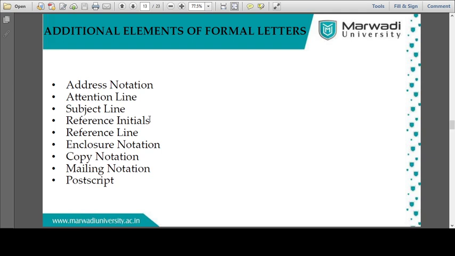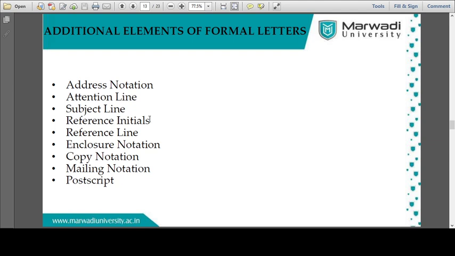So first one is address notation. Here this notation generally appears a double space above the inside address in all capital letters. For example, you can say it's personal, or confidential, please forward, or through proper channel. This kind of address notation you may have seen, that confidential, that way.